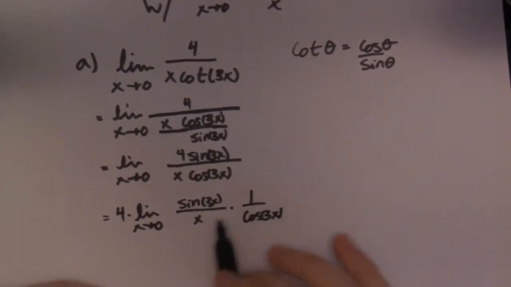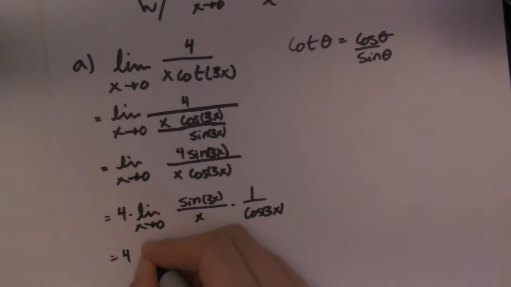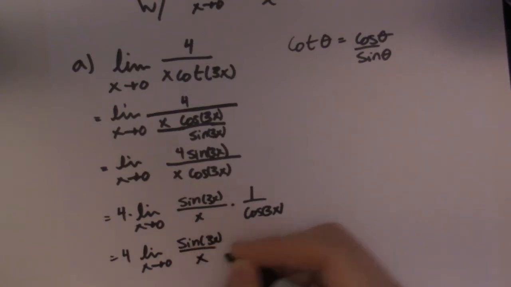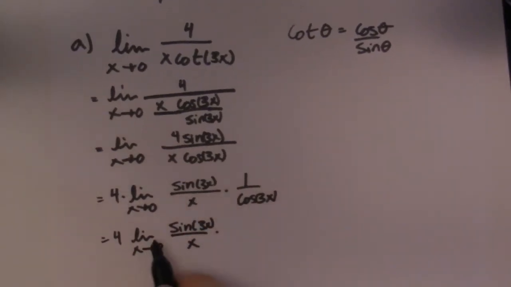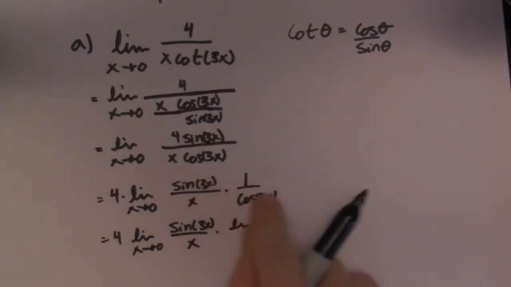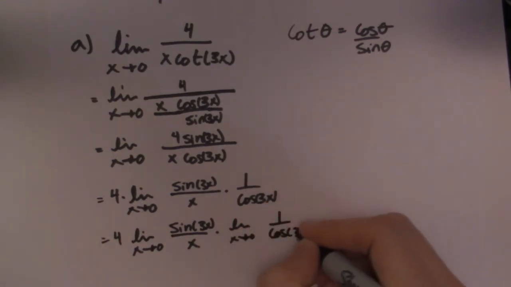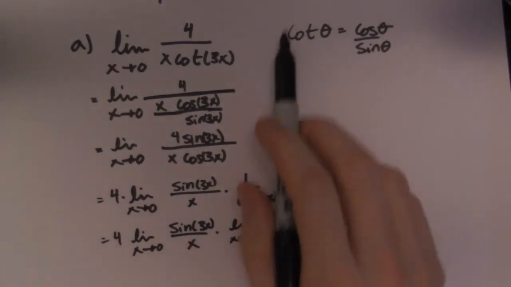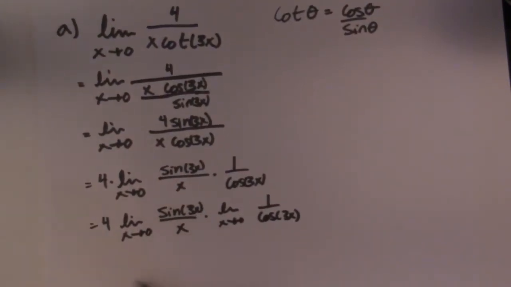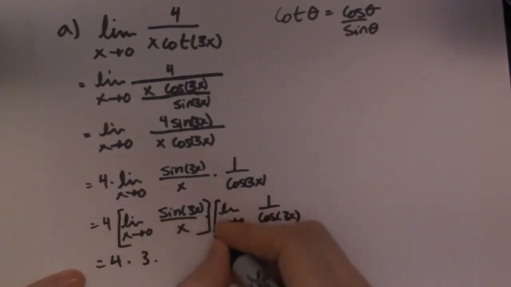Now the only thing I like to do is make it really obvious to the teacher that I understand what's going on. So I'm going to put the limit on both things, just to show that I'm doing the individual limit of this guy and then the individual limit of this guy. So the limit as x goes to 0 of 1 over cos of 3x. For the limit of this guy, I'm just going to use this rule up here: sine kx over x is equal to k. So sine 3x over x is equal to 3. So I have 4 times 3, and then this guy right here.